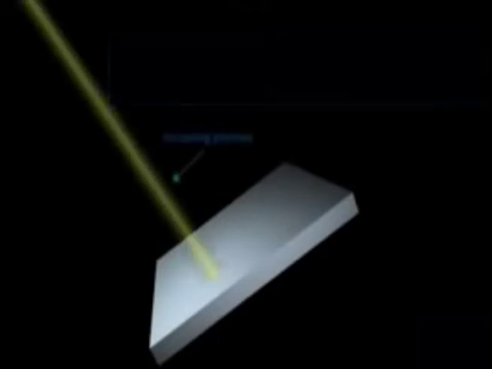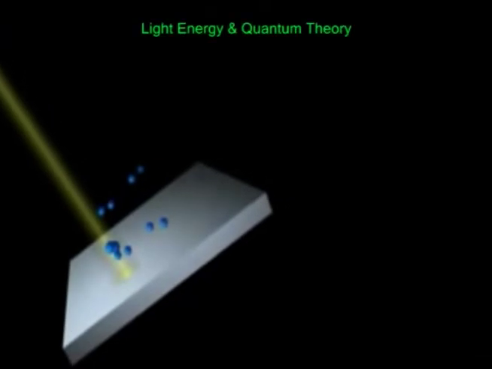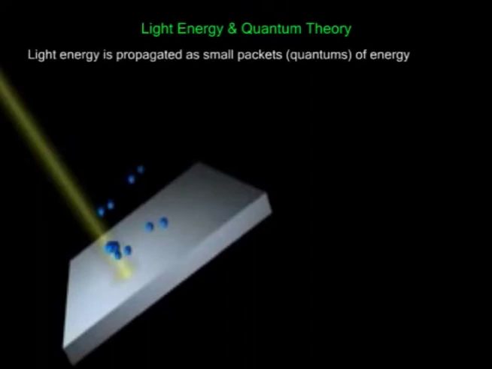So the photoelectric effect refers to the emission of electrons from a metal surface in response to incident light. The energy contained within the incident light is absorbed by the electrons within the metal, giving the electron sufficient energy to be emitted from the metal surface. In 1901, Max Planck came up with the idea that light energy is propagated as small packets of energy. Each packet is called a quantum of energy. In light, these discrete amounts of energy are called photons.